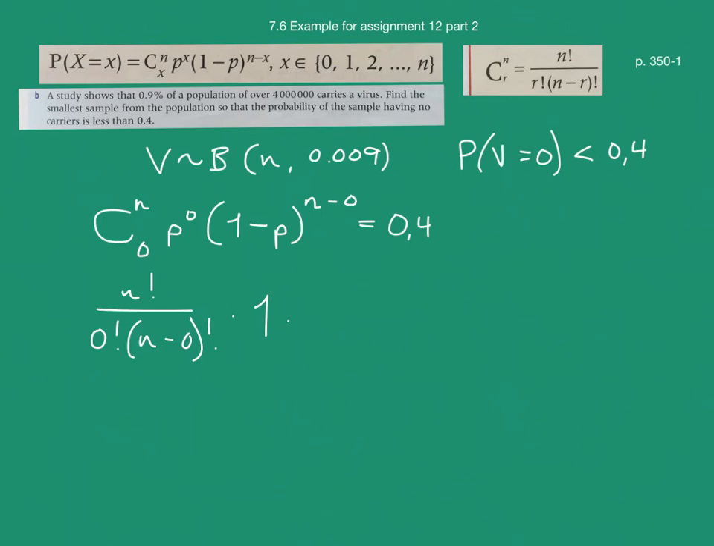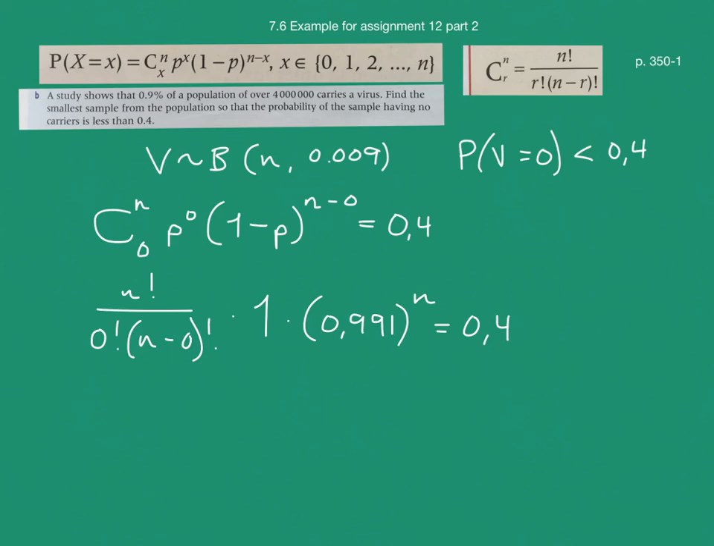And we multiply that with 1 minus 0.009. I advise you to use your calculator to find that number rather than doing it by hand. And that's going to be 0.991. And this is to the power of n minus 0, which is just n. Okay, and this is still equal to 0.4.